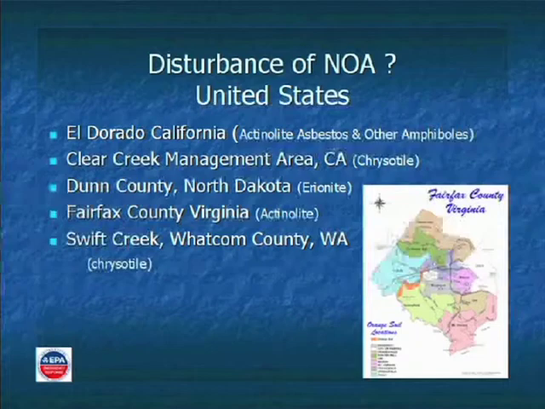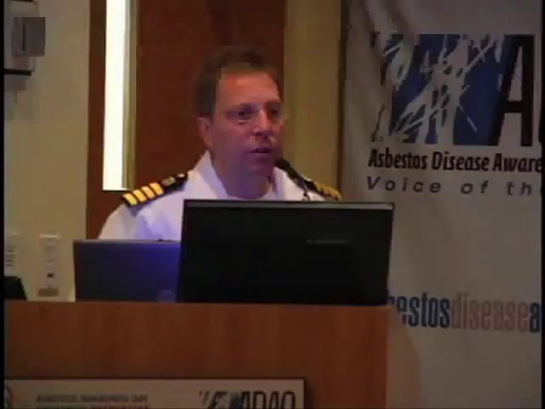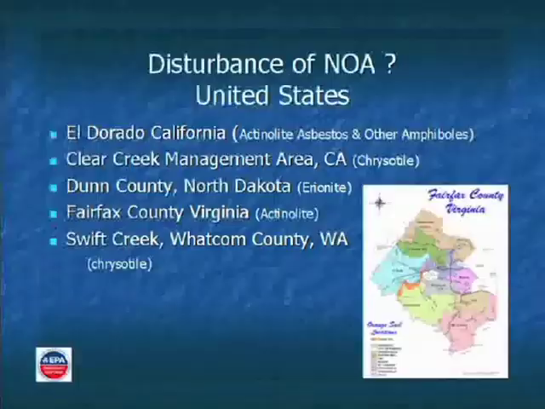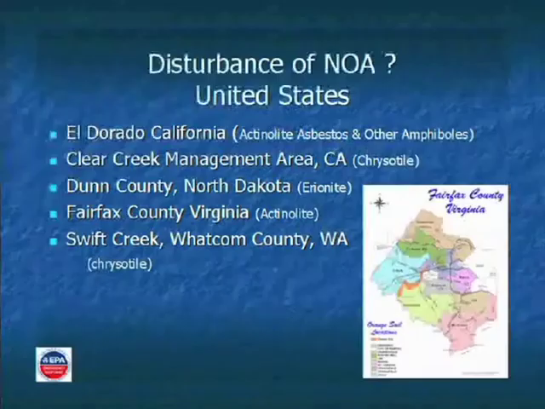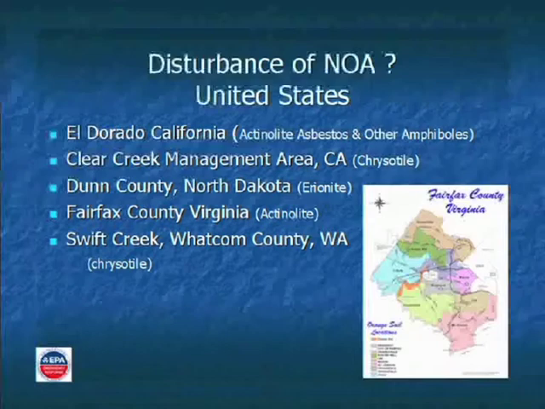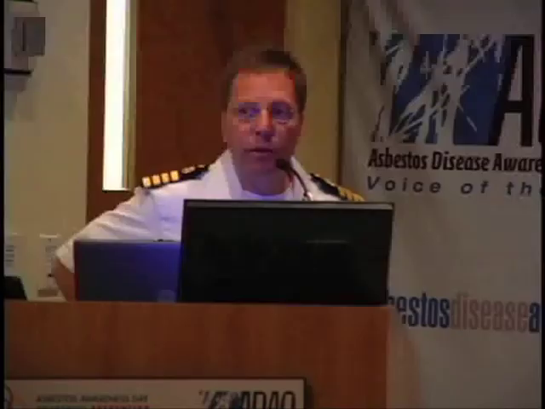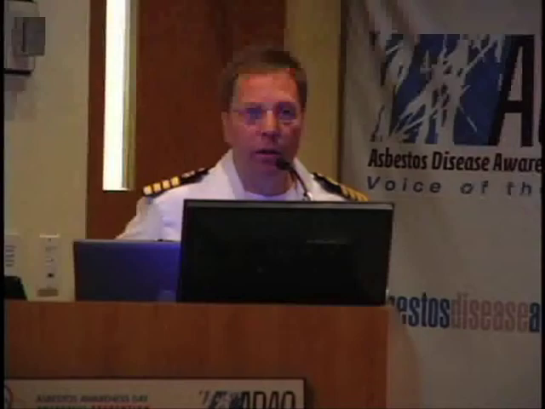There's an area of erionite right now in Dunn County, North Dakota, where they've used erionite for road paving. Fairfax County, Virginia has a lot of asbestos. Here's a picture of about 11 square miles of asbestos deposits within Fairfax County, Virginia. Swift Creek in Whatcom County, Washington has a large chrysotile deposit that's coming down into contact with humans.